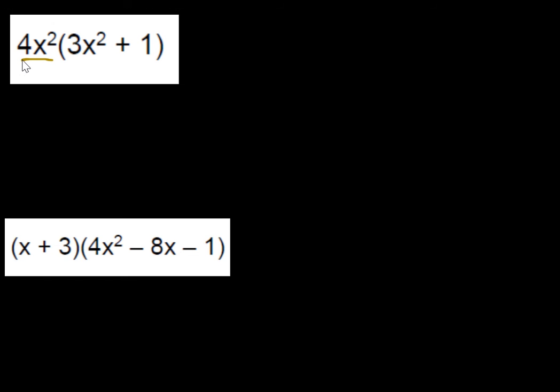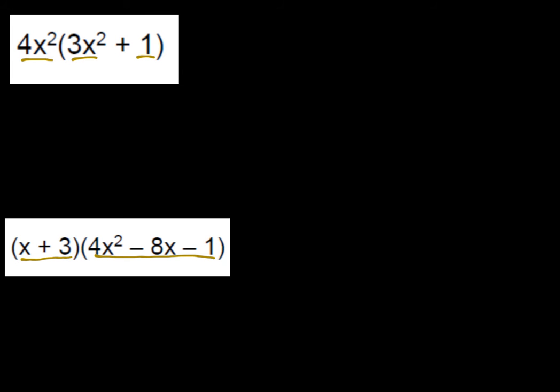A polynomial is an expression that has terms and is separated by addition and subtraction signs. So that's two terms there, that sort of thing. And then down here we have a binomial, which means it has two terms, multiplied by a trinomial, which means it has three terms. So I just want to go over how we would do each one of these.